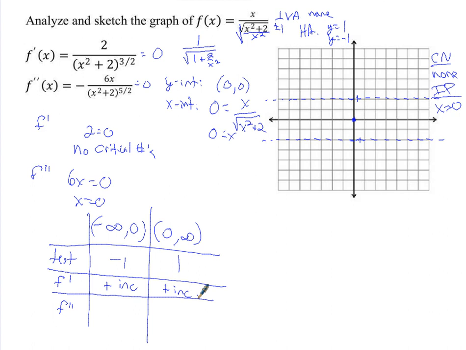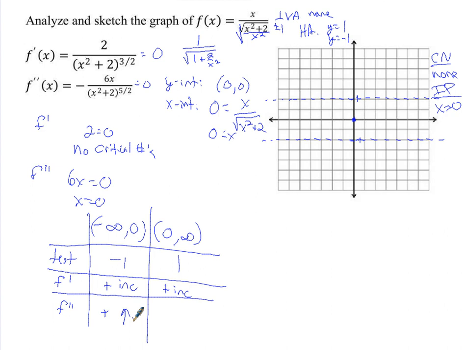Check concavity. Take negative 1, plug it into the second derivative. Notice the negative sign out front. Negative 1 in the numerator becomes negative. With that negative out front, the numerator is now positive. Negative 1 into the denominator. Negative 1 squared is positive 1, plus 2 is positive, to the 5 halves is positive. So we are positive, which means we are concave up.